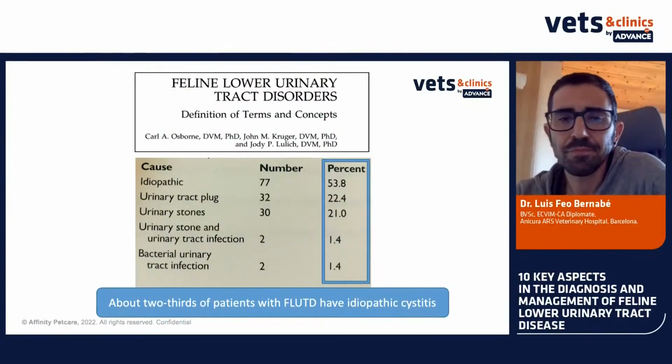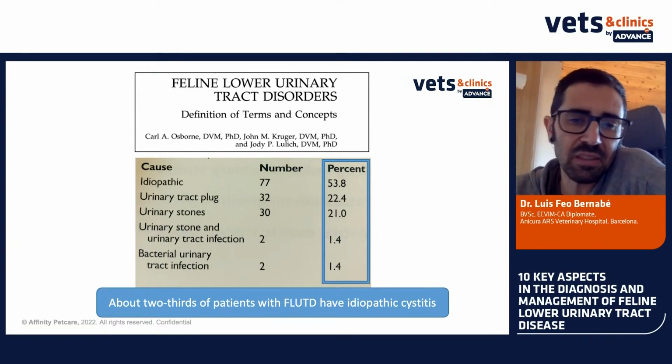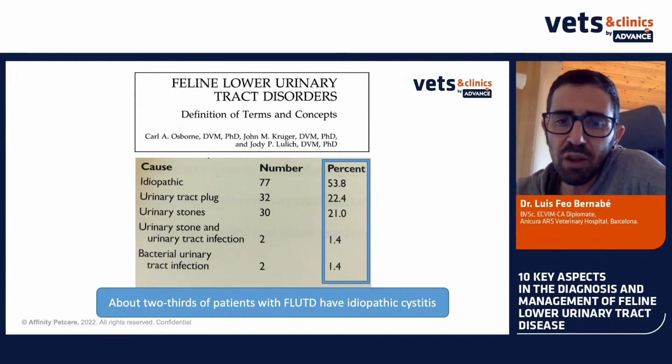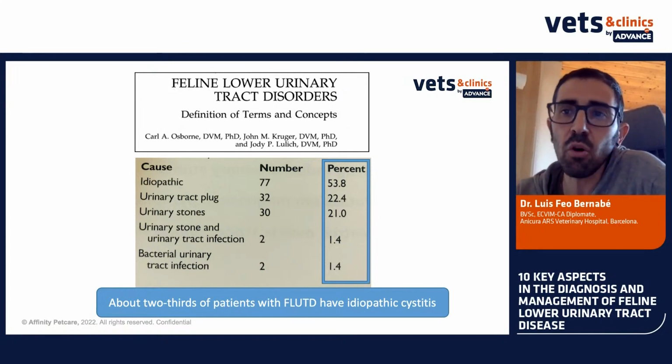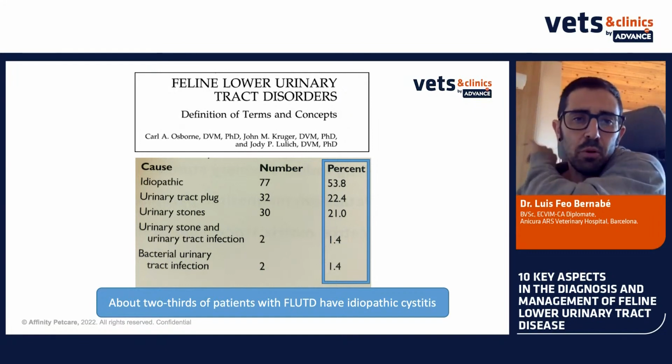Okay, so now we know the clinical signs, but with these clinical signs, which are the main differential diagnostics that we have to do? What's your opinion about that? For sure, everybody knows that the main differential is feline idiopathic cystitis, and probably around 2/3 of patients with feline urinary tract diseases or disorders have idiopathic cystitis. However, there are other important disorders or differential diagnoses.